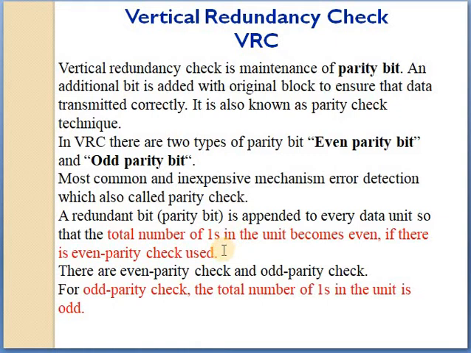Suppose we use the even parity; there is an even parity check and an odd parity check. For an odd parity check, the total number of ones in the unit is odd, which is called odd parity. Here, if the total number of ones is even, it is called even parity, and if the total number of ones in the unit is odd, it is called odd parity.